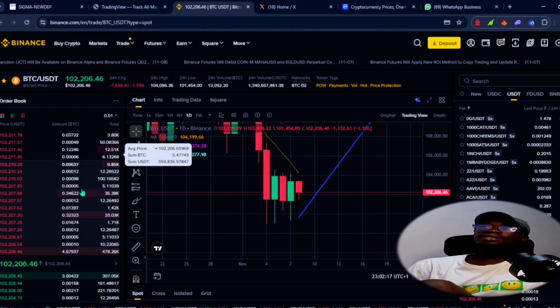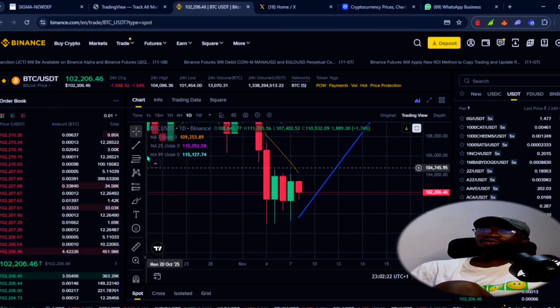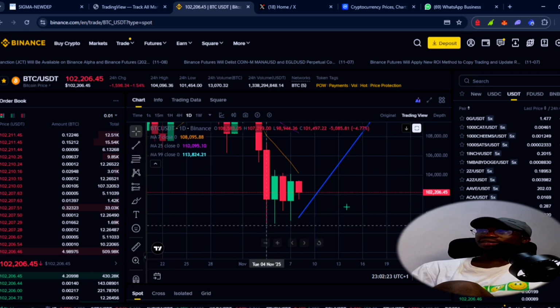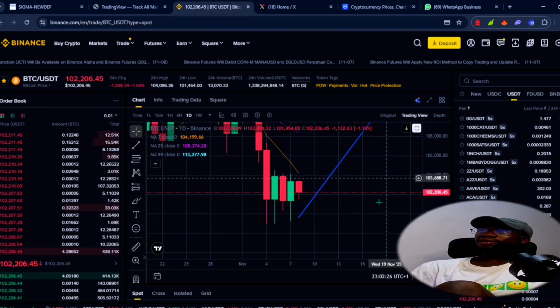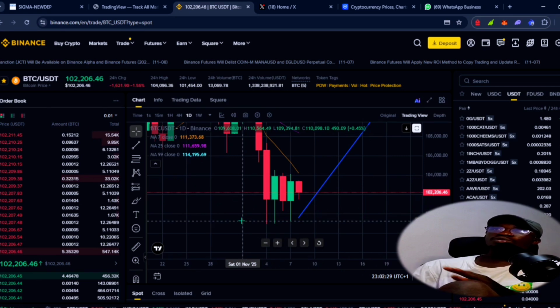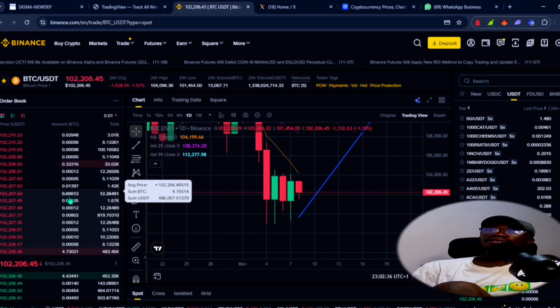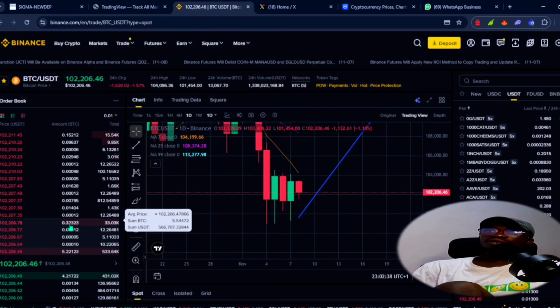So on the left side here is where you have your tools, where you can do so many things, like I did right here on this chart. Draw some lines, do some technical analysis, which I'm going to do some real-life ones for you in this video. Now, to the left side here is what is known as your order book.